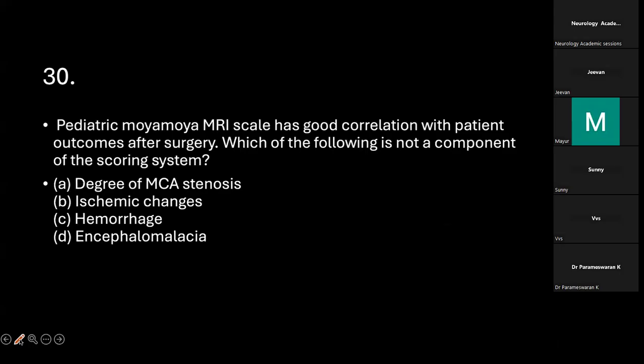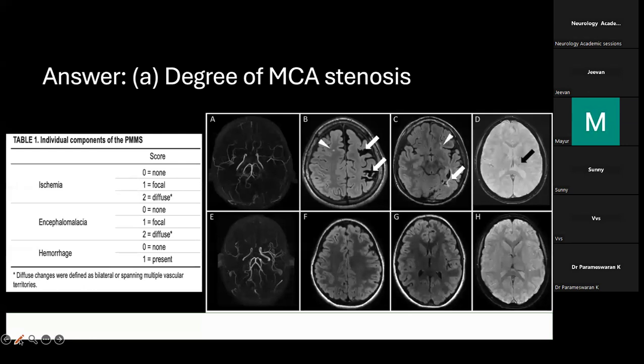Last question, the pediatric Moyamoya MRI scale has good correlation with patient outcomes. Which of the following was not a component of the scoring system? The answer is degree of MCA stenosis. The ischemia, encephalomalacia, and hemorrhage are the individual components of this scale, which is used to predict outcome after Moyamoya surgery in these patients.